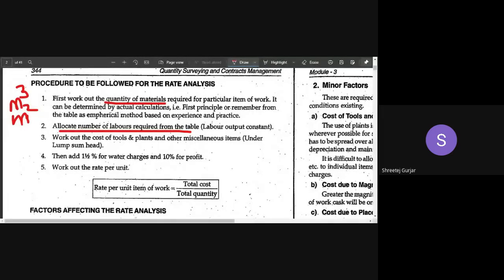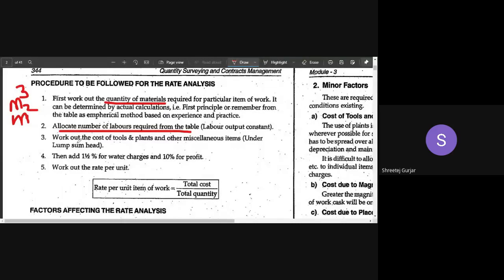Then the number of labors is also very important. Depending upon the magnitude of your work, you have to decide properly the number of labors required. So we will learn that also, how to decide the number of labors, and which type of labor we need to use for a particular kind of work. All those things we will learn today.